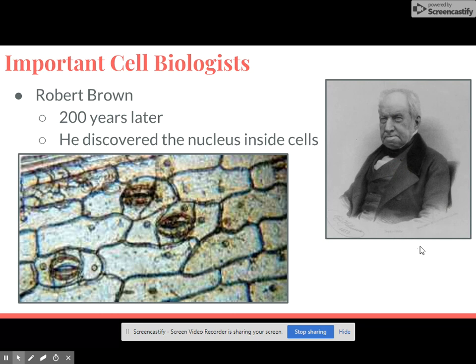200 years later, Robert Brown discovered the nucleus inside cells, and that's what this circle is inside these cells. This became very important because it showed us how a eukaryotic cell, which would be cells that have a nucleus, is different in its structure from prokaryotic cells, such as bacteria.